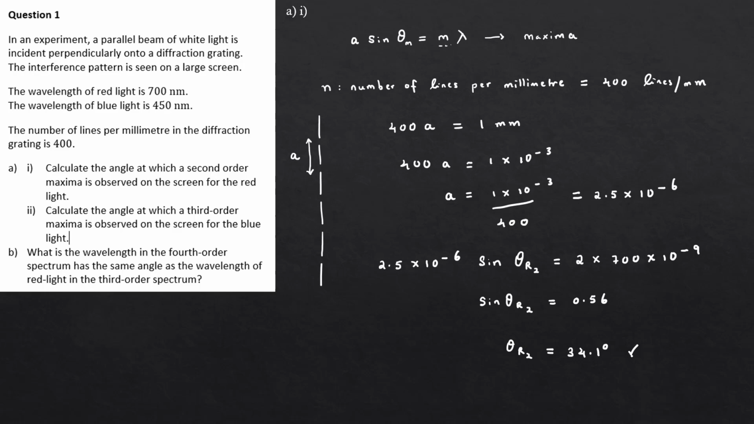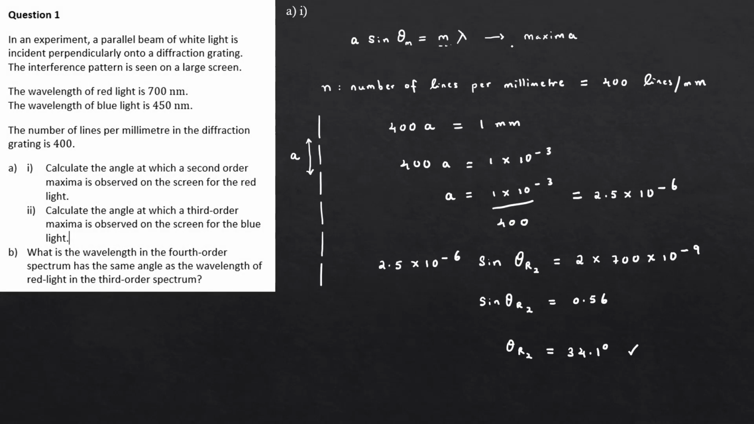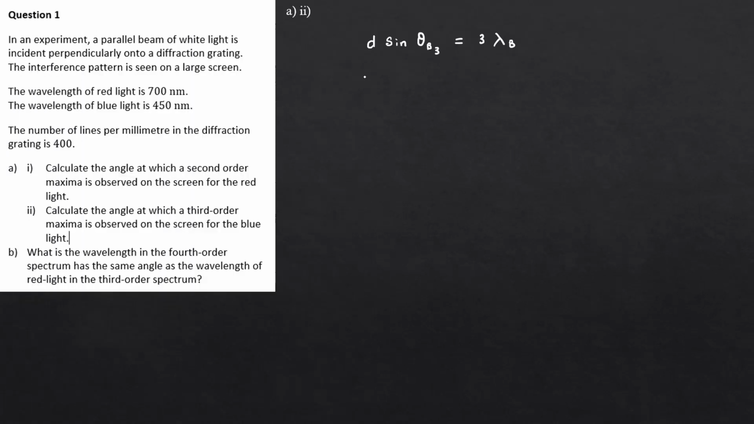Now the second part: calculate the angle at which a third order maxima is observed on the screen for blue light. The same thing, d sin theta. Here we have theta blue, and because it is third order, it is equal to 3 lambda, where lambda is now lambda blue. And here we get the value 10.5 times 10 to the power minus 6. We keep the same power of ten, because we need to stay consistent.